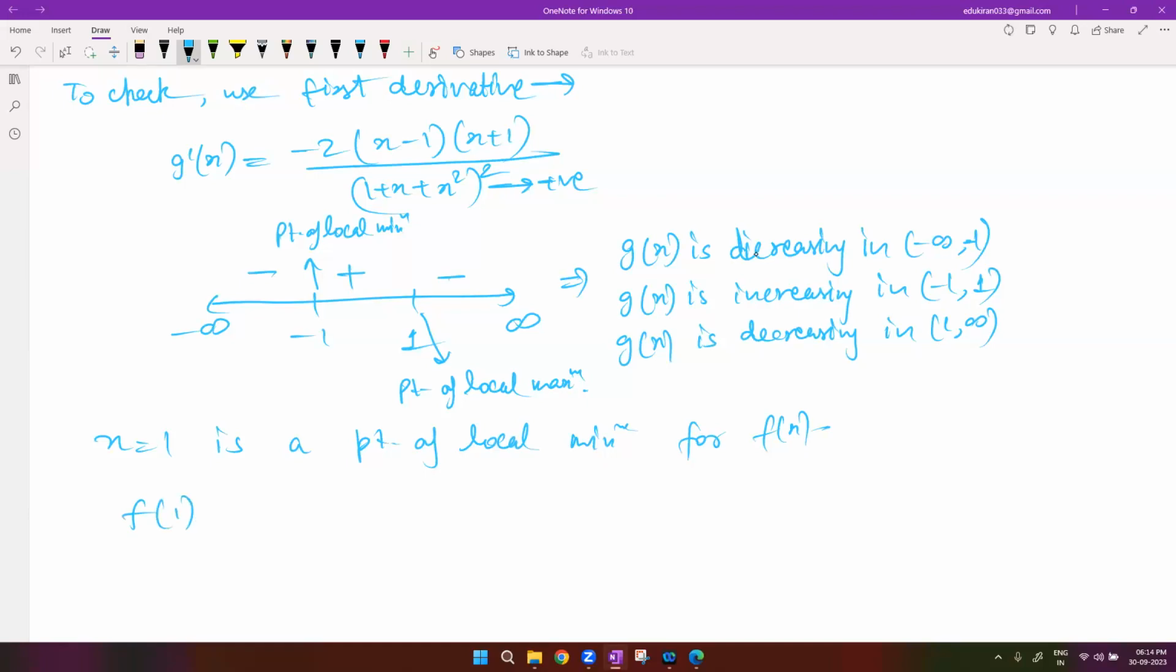Now come to your original function f(x). Find the minimum value f(1), which is (1 minus 1 plus 1) square divided by (1 plus 1 plus 1) square, which is nothing but 1 by 3. So your answer must be 1 by 3, I guess, not 1.